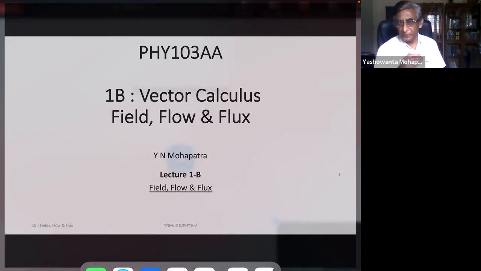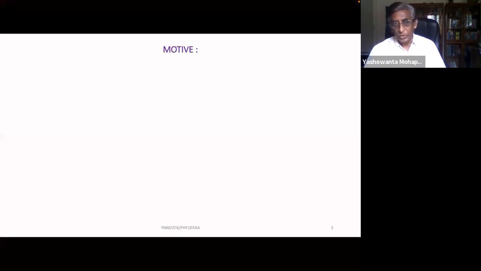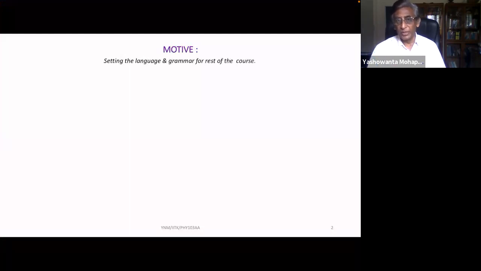We'll go through it briefly, and vector calculus at this level would be useful in any course which involves fields, flows, and flux. And believe me, there will be many courses in which you'll find this language, this mathematical toolbox, useful. So let's start off. What is our motive? The motive is setting the language and grammar for the rest of the course.